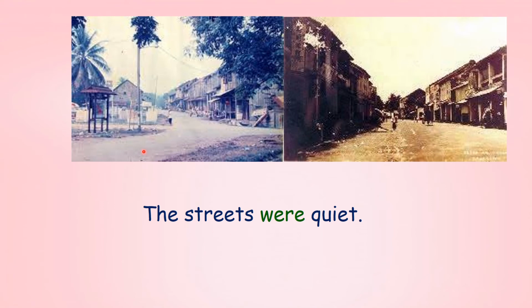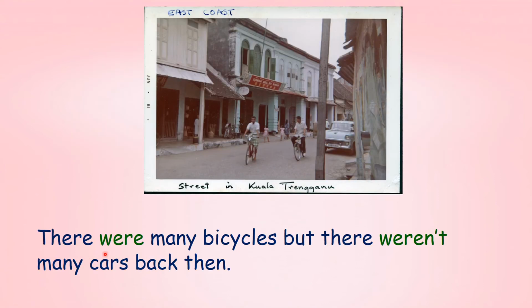The streets. Okay, now look at the streets. Okay, the streets were quiet. Okay, we use were because the word before is in plural. Okay, we can see S here. So the word is in plural. So we use were. There were many bicycles, but there weren't many cars back then. Okay, ketika itu terdapat banyak basikal. Okay, look at here, bicycles, plural, so we use were. But there weren't. Kalau tak ada, weren't many cars back then. Tidak terdapat banyak kereta ketika itu.